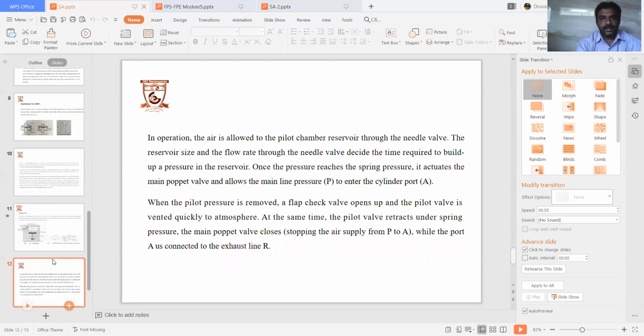So in operation, the air is allowed to the pilot chamber reservoir through the needle valve. The reservoir size and flow rate through the needle decide the time required to build up the pressure in the reservoir. So once the pressure reaches the spring pressure, it actuates the main poppet valve and allows the main pressure line to enter the cylinder port. So when the pilot pressure is removed, the reverse happens. At the same time, the pilot valve retracts with the spring pressure, main poppet valve closes, stopping the supply from P to A, while the port A is connected to the exhaust line R. This is how a time delay valve works.